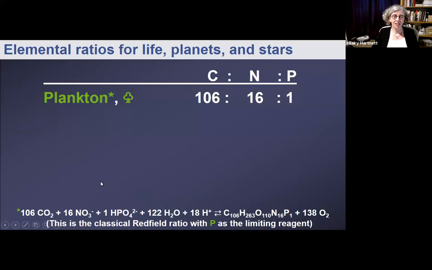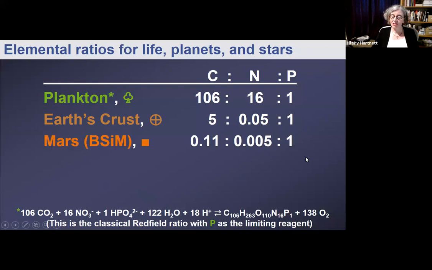We can look at the composition of the Earth's crust in a similar way, and we see that the C to N to P ratio for Earth's crust is much more nitrogen deficient. For comparison, I looked at the bulk silicate Mars model, and it might not be a direct analogy to the Earth's crust, but we can see that Mars has much lower carbon and nitrogen relative to phosphorus than the Earth, although presumably habitability on Mars is a bigger problem than just having enough phosphorus.